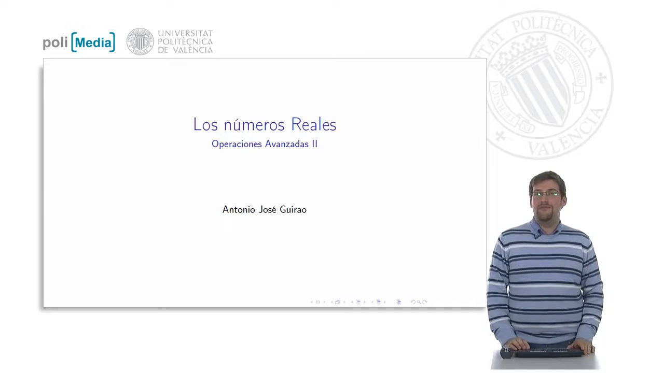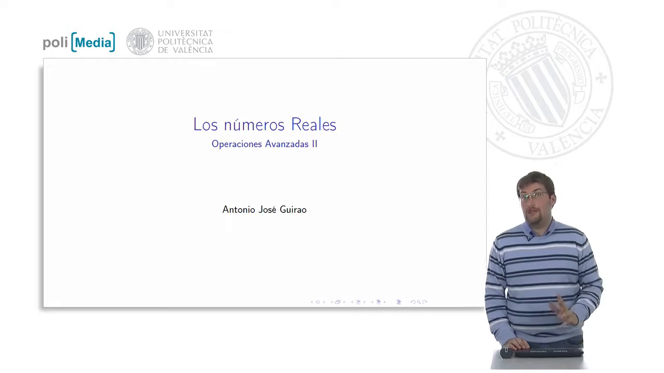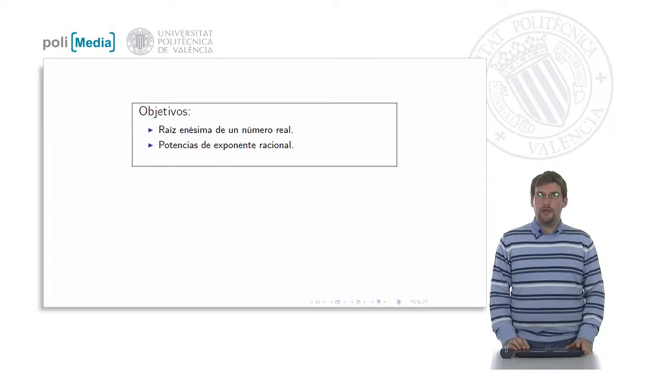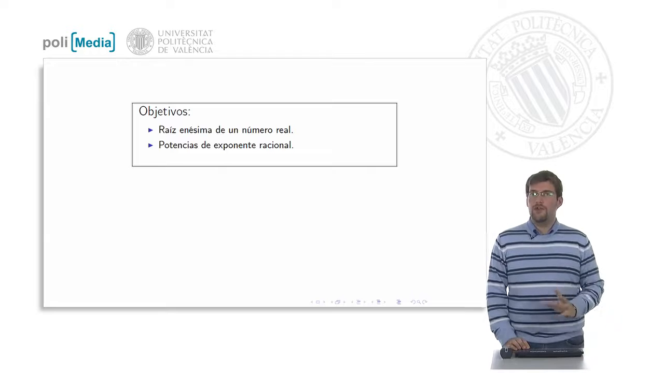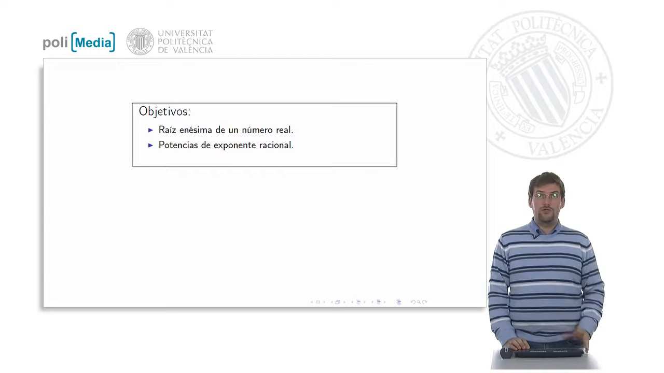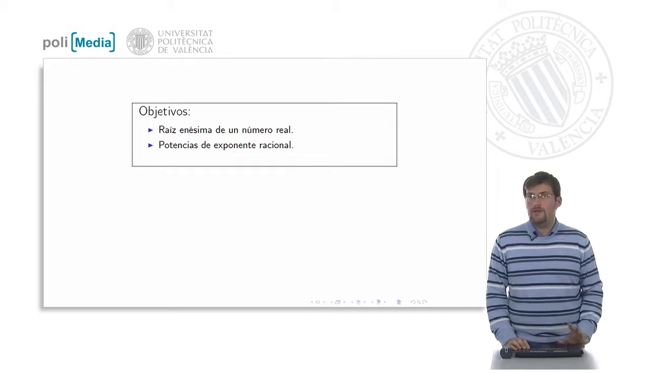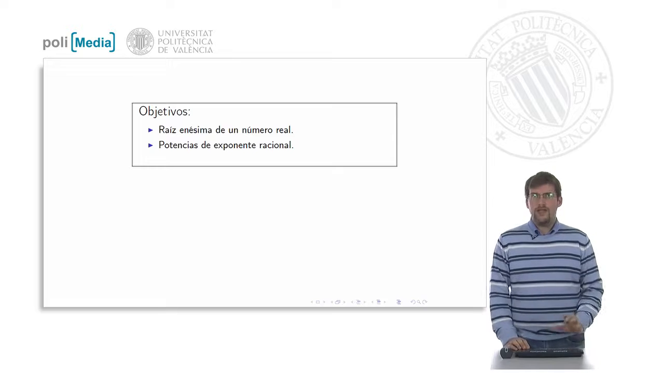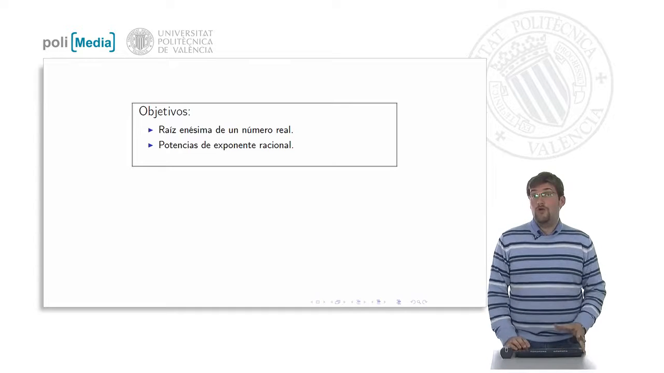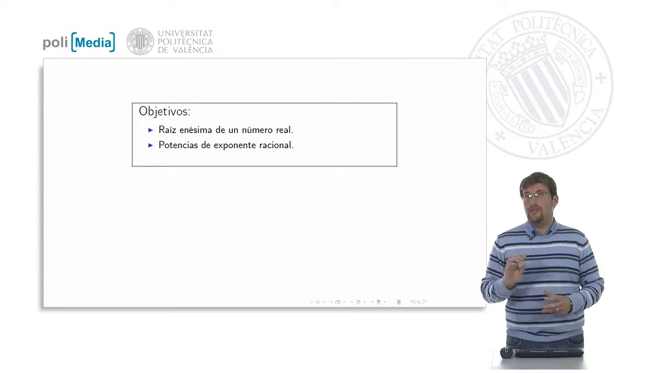Hi, in this session we are going to continue talking about real numbers, and we are going to look at advanced operations part 2. We talked previously about the power with integer exponent, and now we are going to go a little bit deeper into this. The objectives are to introduce the concept of the nth root of a real number, and in the same way of the powers, now not only with integer exponent but also with rational exponent.